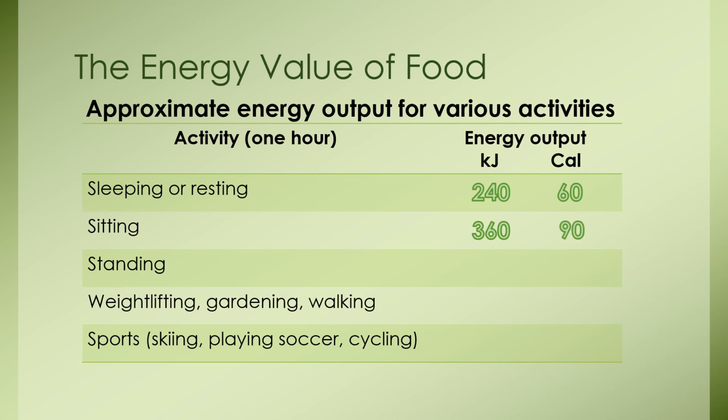Sitting is 360 kilojoules and 90 calories. Standing, just standing, 480 kilojoules and 120 calories. Weight lifting, gardening, walking, we need 680 kilojoules and 170 calories. Or sport, for example, skiing, playing soccer, cycling, over 1,200 kilojoules or over 300 calories. So you can see how much energy you need to do sport, and that's why it's so important to do sports when you need to be healthy and to lose weight if you need, okay?